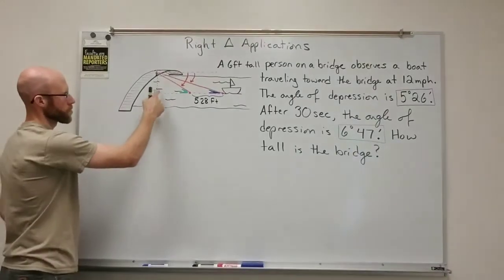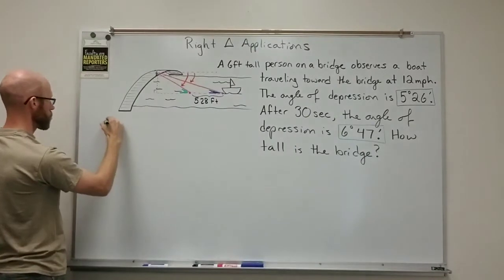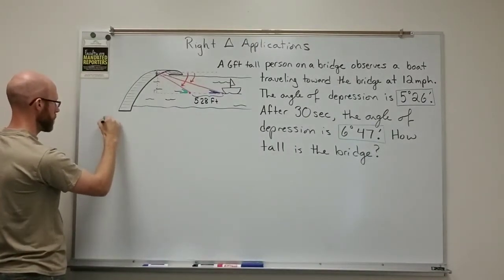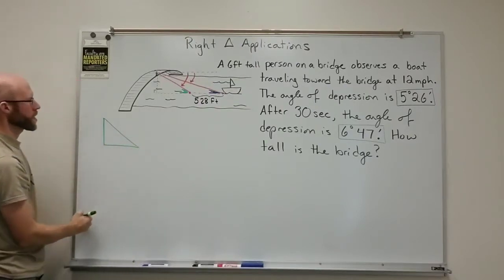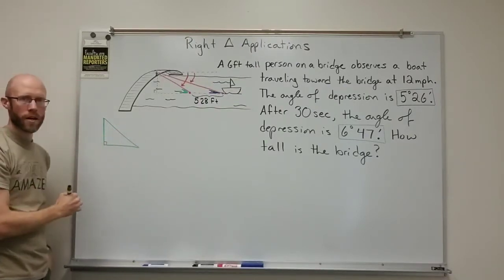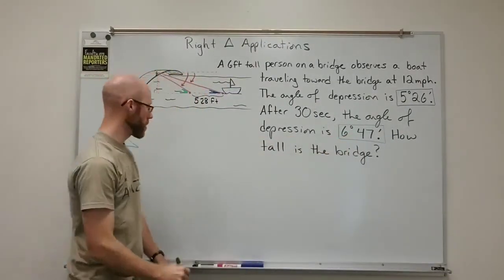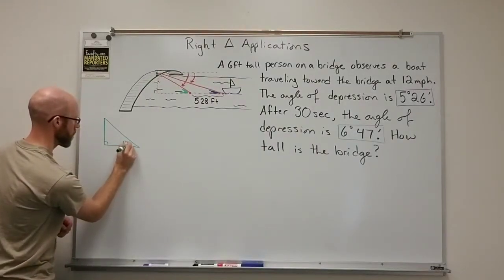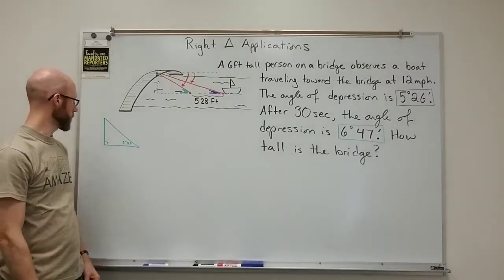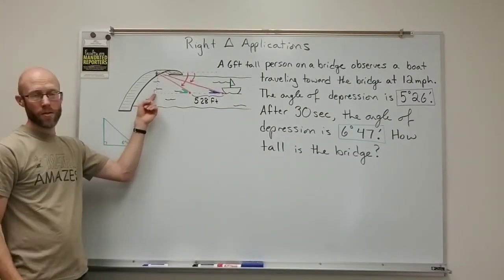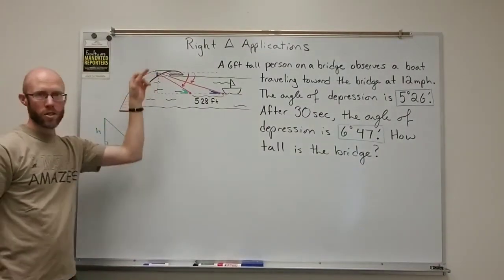So the first one we'll deal with is the one that I have the angle in green. I'll use a green marker. And so my triangle is going to have, we know it has a 90-degree angle. The bottom right angle is this 6 degrees 47 minutes. And I don't really know anything else about that triangle. Oh, I do know one thing. I'm going to give a variable to the height there. So the height to the bridge is h.